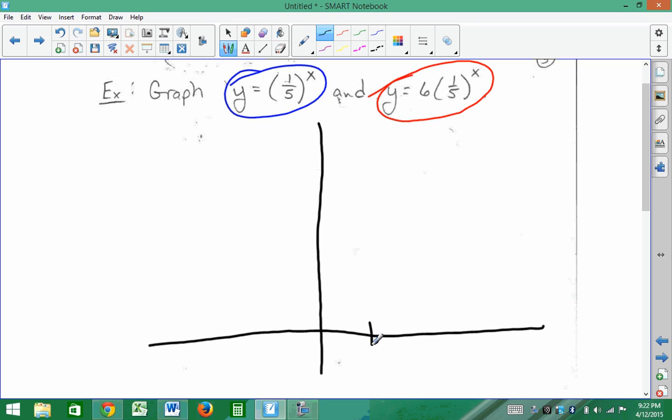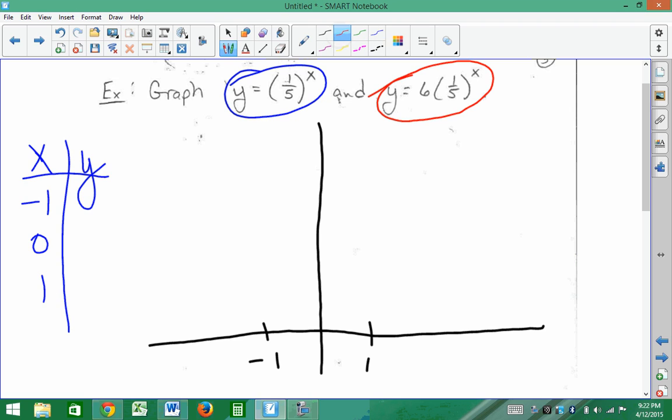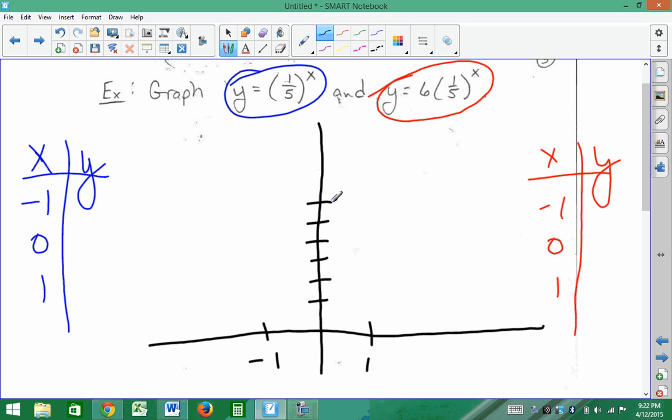Okay, so I think 0, 1, and negative 1 is going to be sufficient to graph these. So we'll make just a small chart here. Negative 1, 0, and 1. Also for the red, negative 1, 0, and 1. Okay, we'll plot some numbers here. Again, anything to the 0 is 1. So again, we're going to have 0, 1 plotted.